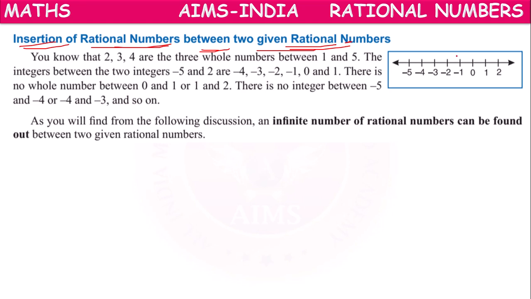So on the number line, we have 0, 1, 2, minus 1, minus 2, minus 3, minus 4, minus 5, which are separated by unit distance. Here 2, 3, 4 are whole numbers between 1 and 5. Inserting whole numbers between 1 and 5 means we can insert 2, 3, 4 between 1 and 5.